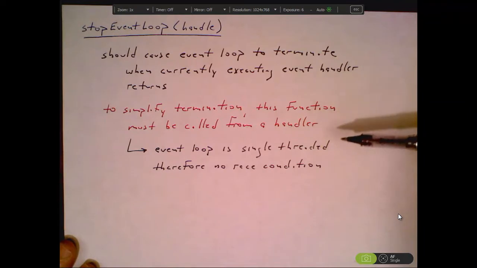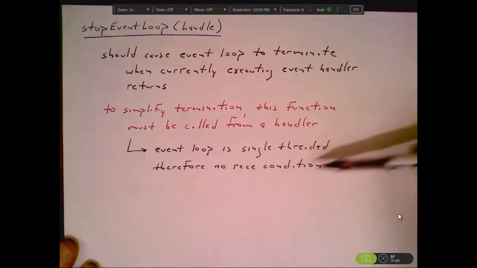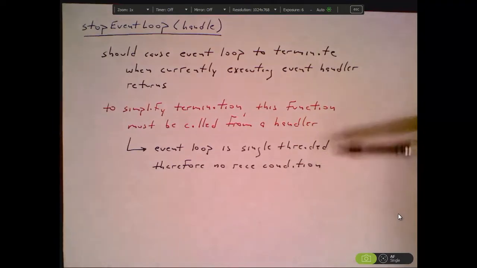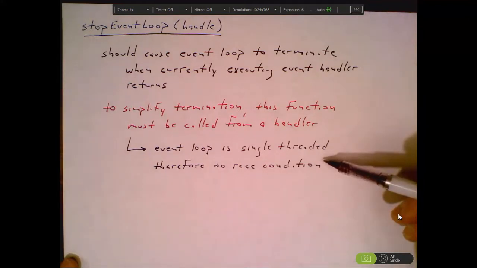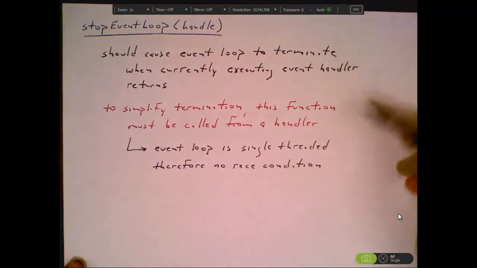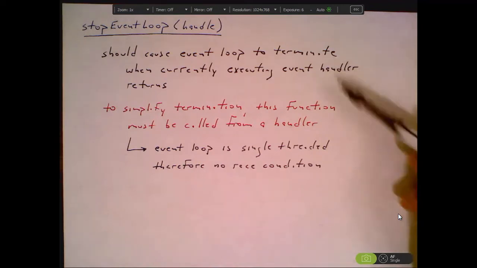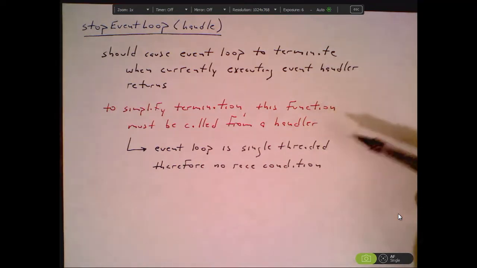So if stop event loop is executed from a handler, then there's no race condition. We're doing stop event loop, and then we will finish the handler that contains the call to stop event loop. Then we'll check for termination. So we don't have any tricky race condition to consider, for instance, terminating before we block because we think the queue is empty or something like that. It just simplifies the task we have to do to implement the event loop. But it's important to remember that in our system, we're requiring stop event loop to be called only from a handler.